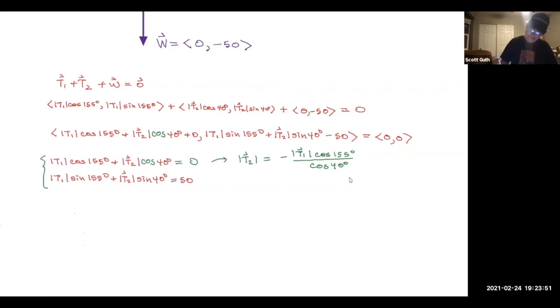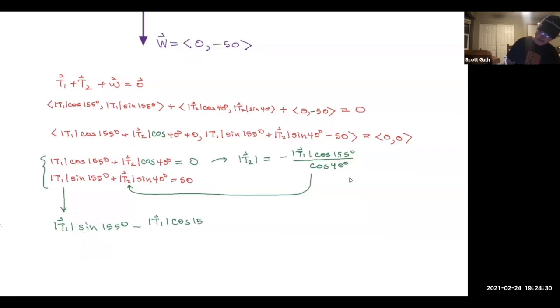And then unfortunately you need to plug that into the second equation here. You'll notice there'll be two occurrences of T1 that you can factor out there. So it looks bad, but it's actually not. Magnitude of T1 sine 155 plus magnitude of T2, which I'm going to replace. So this is going to be a minus, actually. So minus magnitude of T2 is going to be the magnitude of T1 cos 155 degrees over cosine 40 degrees. And then that gets multiplied by sine of 40 degrees, and this is equal to 50. Okay, so this whole part right here is a magnitude of T2.